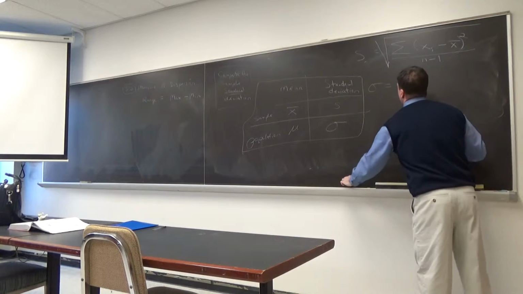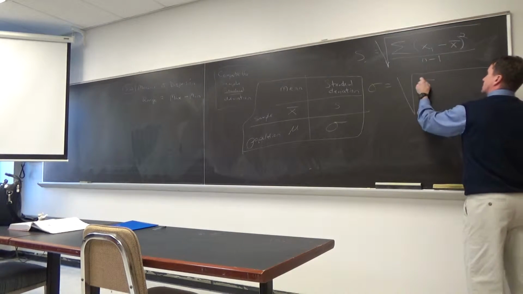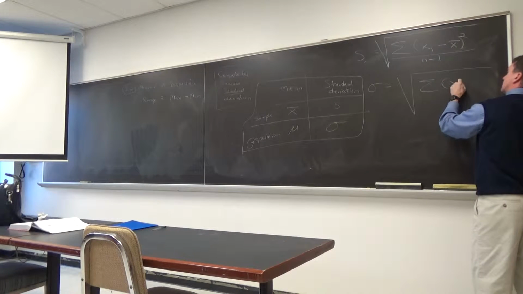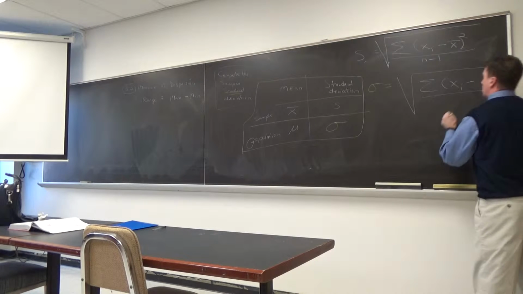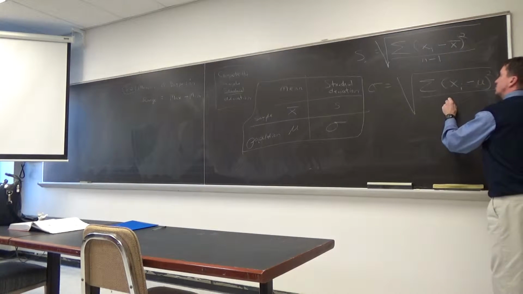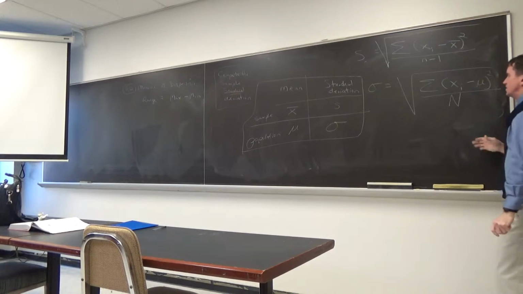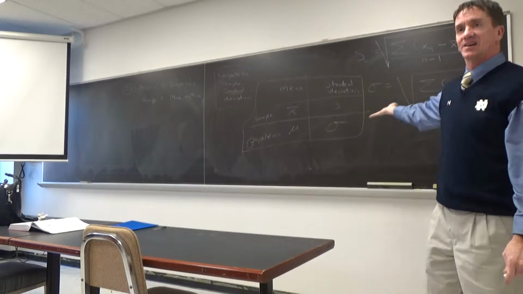Now, the formula for this, I want to show it to you. It's the same thing as this, except for one thing. By the way, you don't subtract X bar. What do you subtract? Mu. But you don't do the n minus 1. You just divide by n. That's the only difference in a population standard deviation calculation.